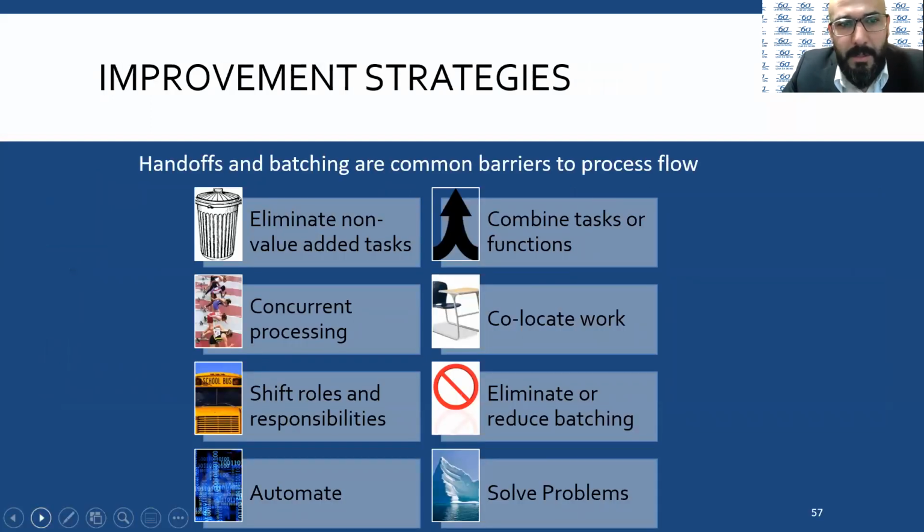Improvement strategies. Improvement strategies could be eliminating non-value added, combining tasks or functions, co-locating work, adding them together maybe, concurrent processing, shifting roles and responsibilities, automation as another solution, eliminating or reducing batching, and solving problems. These are some of the things that you could use as improvement strategies.